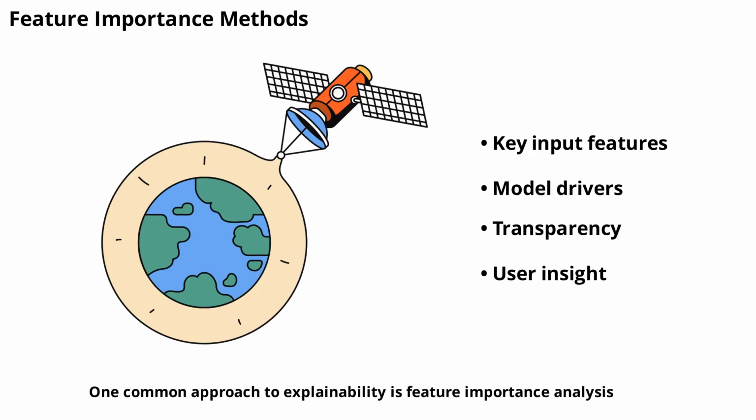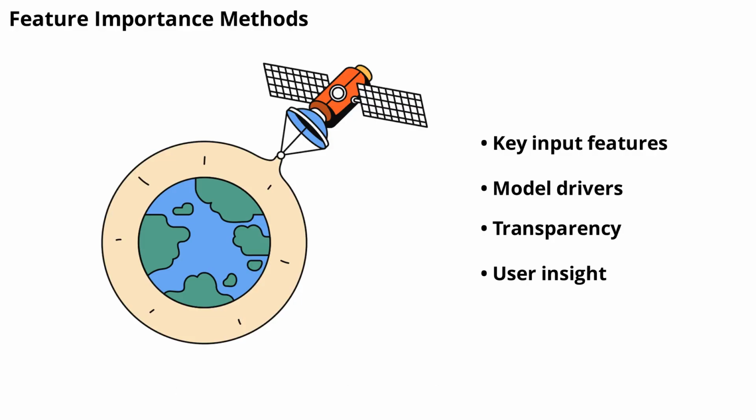One common approach to explainability is feature importance analysis. This method identifies which input features have the most influence on the AI's decisions. For example, in a credit scoring model, features like income, credit history, and debt levels might be highlighted as key factors. Feature importance helps users and developers understand what drives the model's predictions.